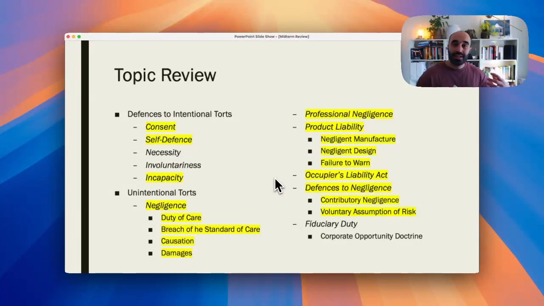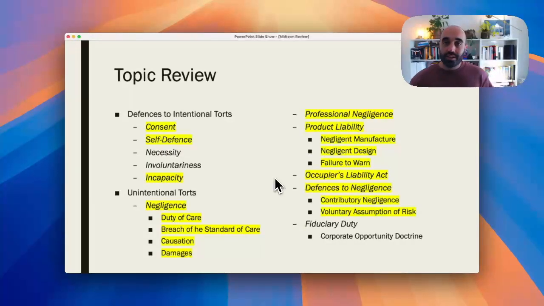So we have the defense of consent, right? If the plaintiff consented to the conduct, then that is a full defense to any intentional tort. We then talked about self-defense. Self-defense allows a person to use reasonable force when they have a reasonable apprehension of harm. Right? We then talked about necessity. You had no other choice but to commit the tort. Involuntariness, that's when your body does something that you didn't voluntarily intend to do. And then incapacity is when your brain is not capable of forming intent, right?